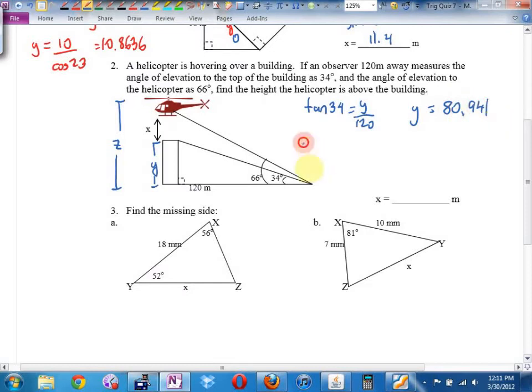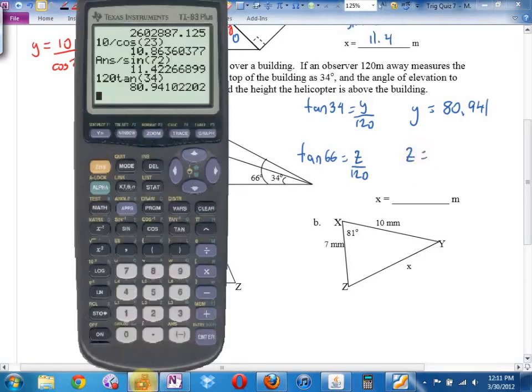The tangent of 66 equals Z over 120. It's also tangent. Z ends up being 120 times tan 66.